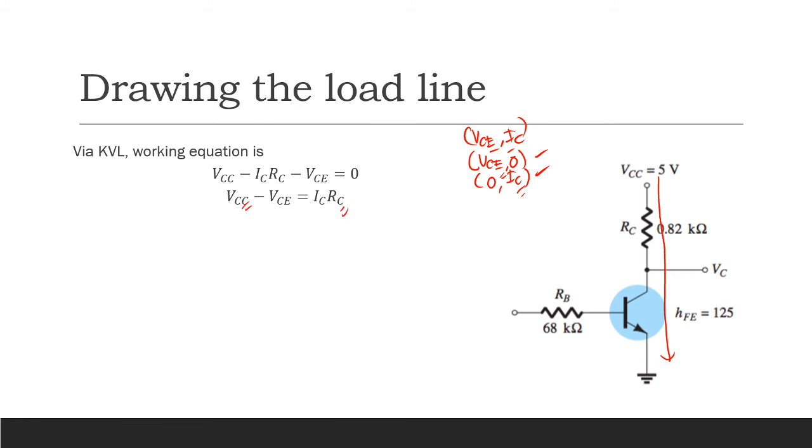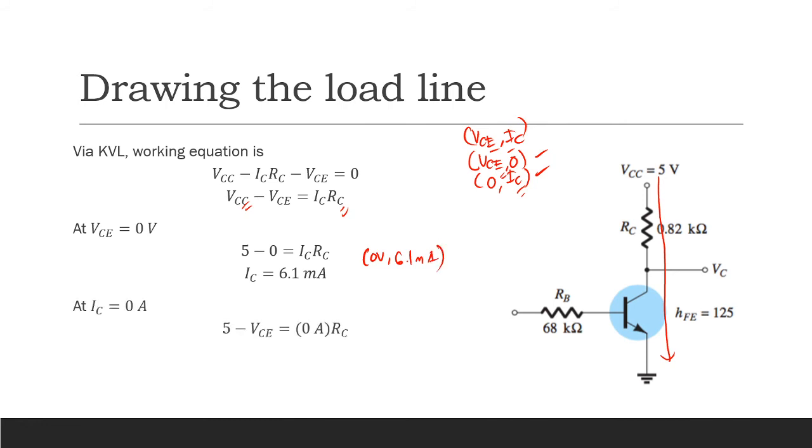So, using this example, try nating i-draw yung load line. Start tayo, assume natin that VCE is equal to 0 volts to get IC. So, we will have IC is equal to 6.1 milliampere. So, therefore, 1 point at our load line is 0 volts, 6.1 milliamperes. Next, at IC naman is equal to 0 amperes, we will have 5 minus VCE is equal to 0 amperes times RC. We will have VCE is equal to 5. So, therefore, meron din tayong point sa load line natin na 5 volts, 0 amperes. So, may dalawang point na tayo.